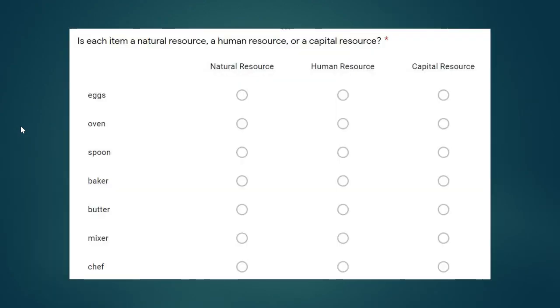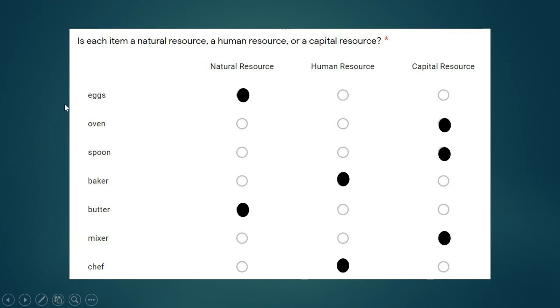All right, let's look at each of these items and decide if it is a natural, human, or capital resource. So we have eggs, oven, spoon, baker, butter, mixer, and chef. Think about if it's natural from the earth, human, meaning a human's doing it, or a capital, all other.